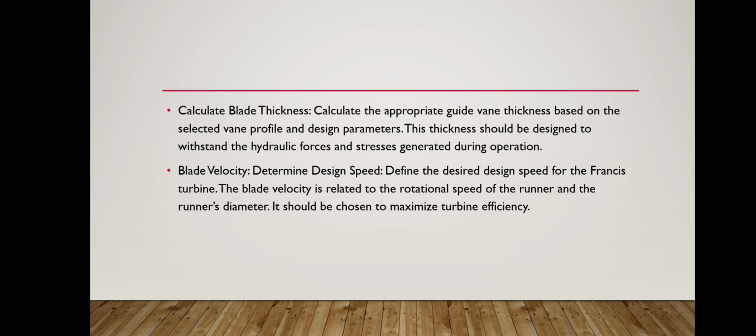Next is the blade velocity. To determine a design speed, we have to define the desired design speed for the Francis turbine, because the blade velocity is related to the rotational speed of the runner and the runner's diameter. It should be chosen to maximize turbine efficiency.